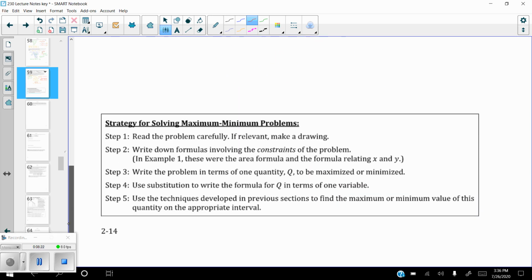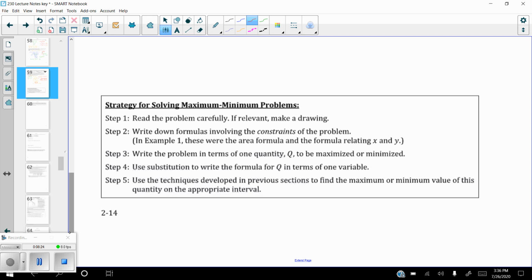All right, as you can see down here at the bottom of the page, it gives you some of the strategies, which I've kind of already highlighted anyway. It says, read the problem carefully. If relevant, make a drawing like we did. I like to add to step 1, read, read, read, read, read. You're going to have to read it as many times as it takes for you to actually understand what the problem is asking. Sometimes that's the most difficult part.